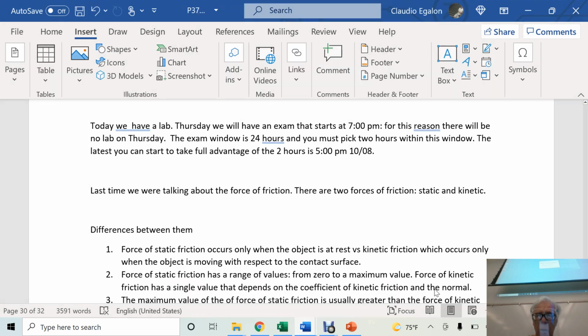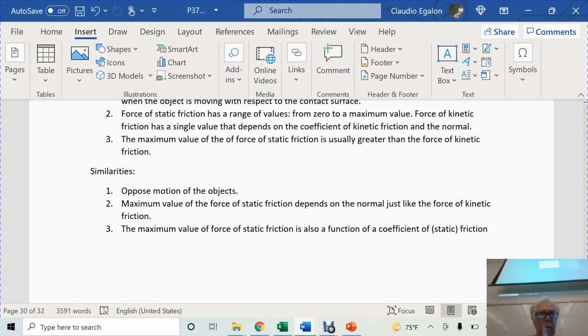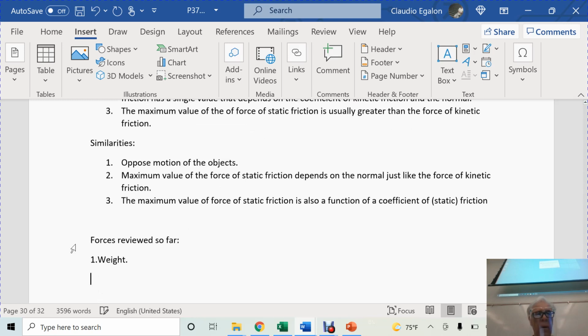And those are the notes. Let's review the forces. Forces reviewed so far. The first one was what? The weight, right? What was the second force that we talked about? Normal.